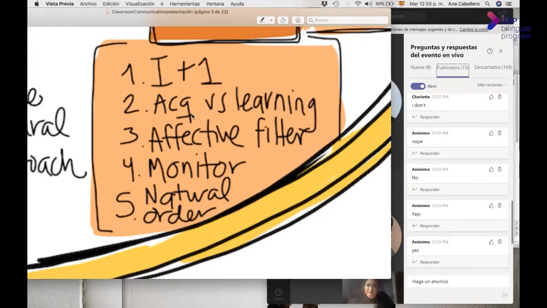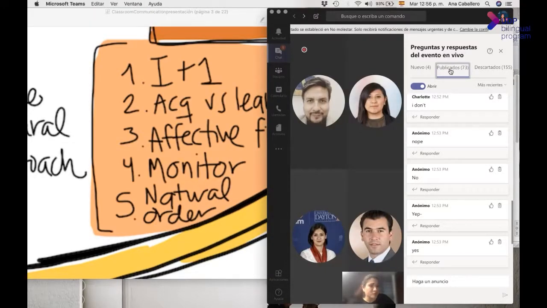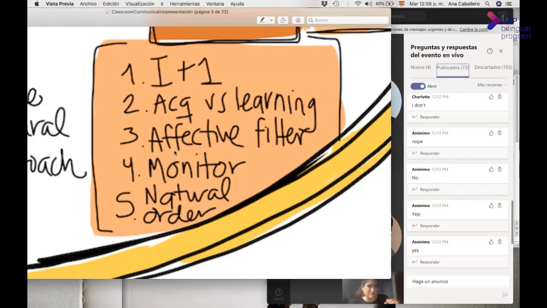Learning happens in the classroom, and that's why we are here. Then we talk about the affective filter. I'm going to ask you a question. Have you had students with a bad attitude in your class? No? So all of you have students with a good attitude in your classrooms all the time. They're always in a good mood. They're always willing to learn. Wow. You're super lucky.